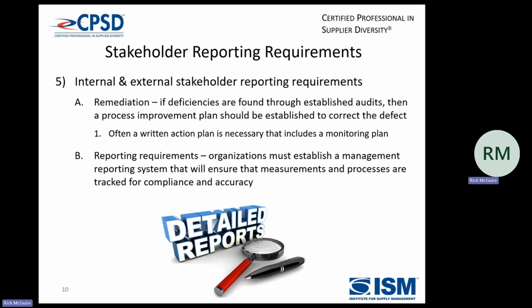So there's something called remediation. If deficiencies are found through established audits, either internal, external, peer, then a process improvement plan should be established to correct the defect. Often a written action plan is necessary that includes a monitoring plan. So all these plans are called remediation. That's the broad name for them. It's basically a plan to fix deficiencies. Reporting requirements: organizations must establish a management reporting system that will ensure that measurements and processes are tracked for compliance and accuracy.